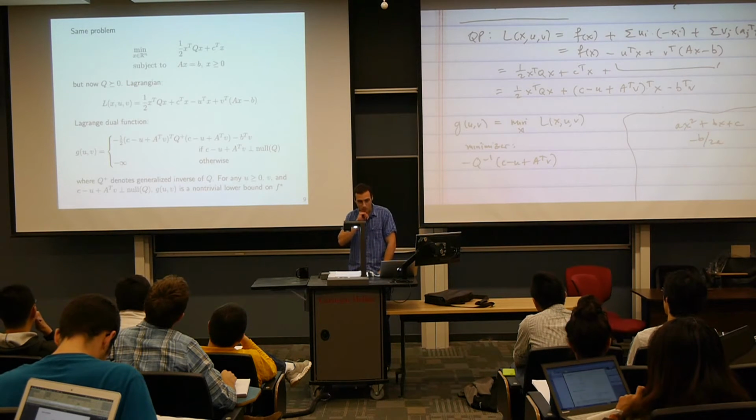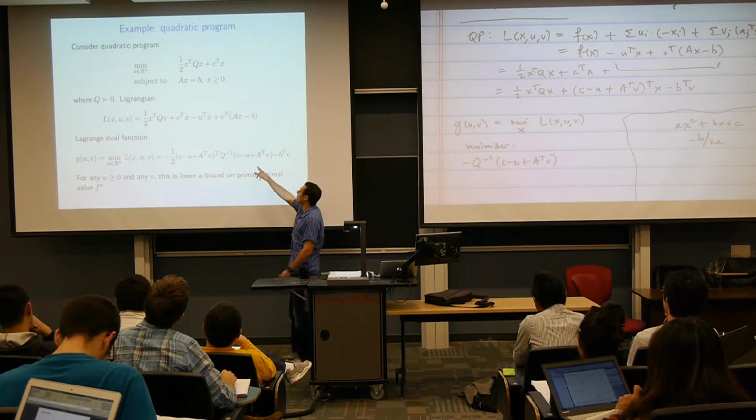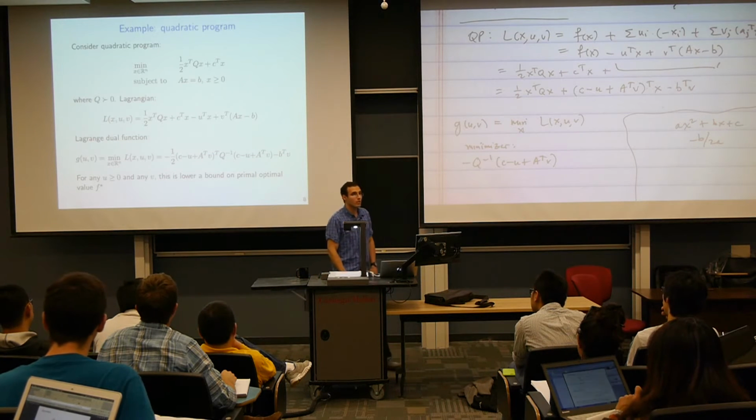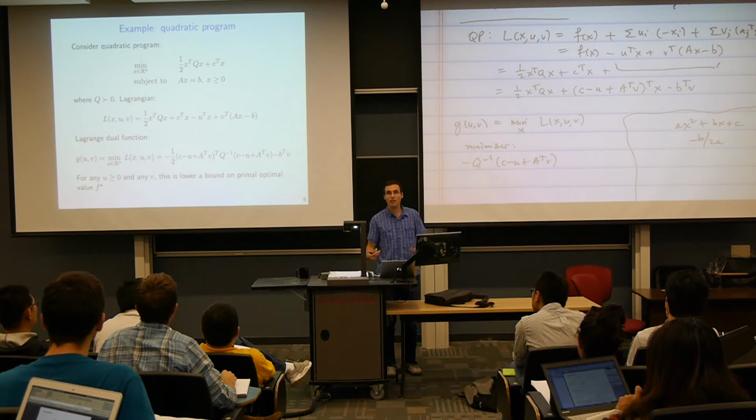The quadratic program you get out at the end of the day, or the dual function, is basically this one with this replaced by Q pseudo-inverse. So the pseudo-inverse of Q. And its domain is just a bit restricted.